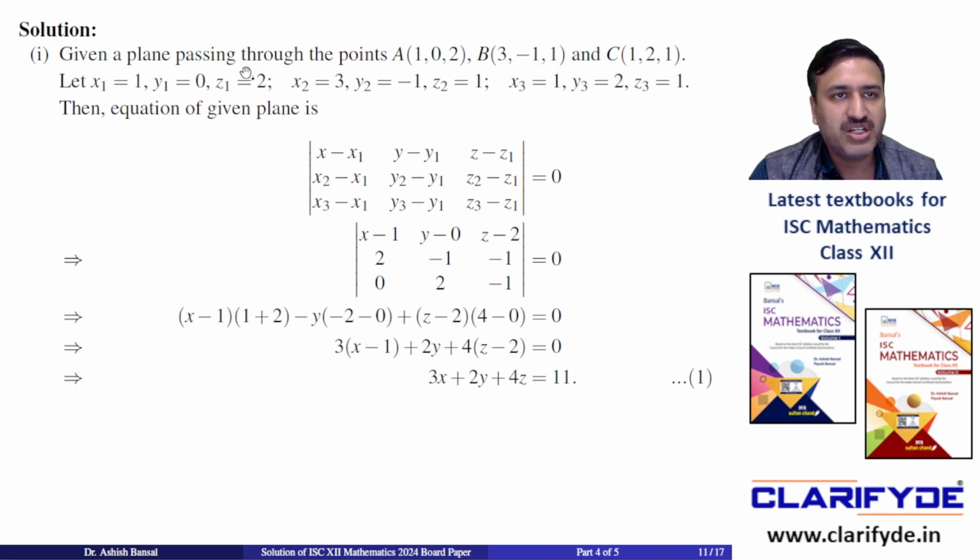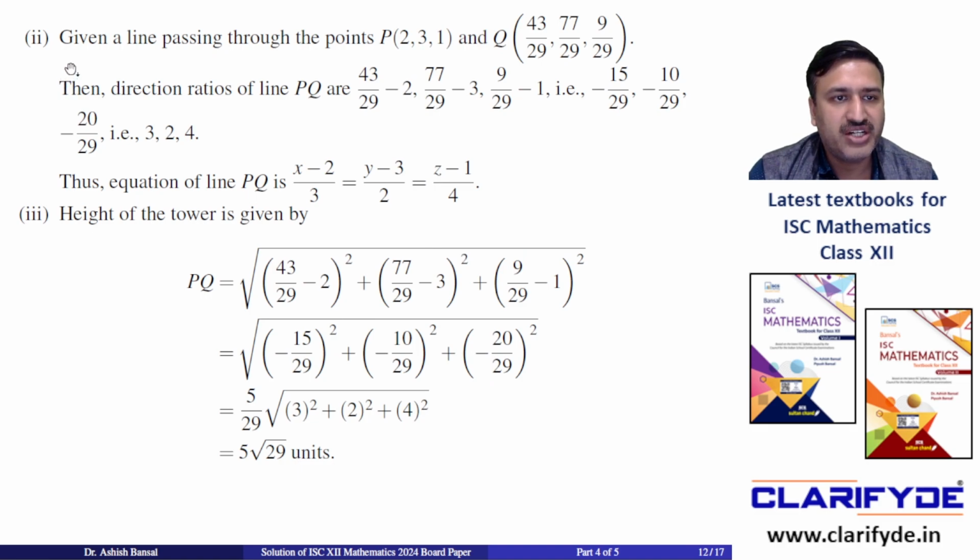Given a plane passing through these 3 points, we can find the equation of the plane using the 3-point form. So let us assume (x1, y1, z1) as (1, 0, 2), and similarly (x2, y2, z2) and (x3, y3, z3). So the equation of the given plane will be of this form, which can be computed easily.